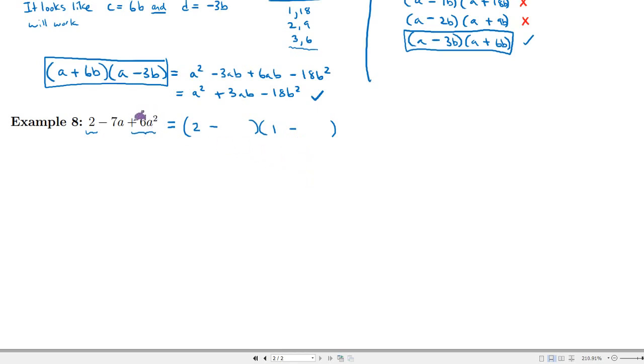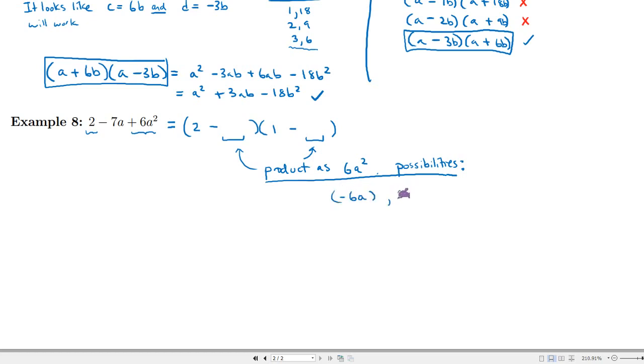And let's look at how to make a 6a squared. We want the product as 6a squared. So what are the possibilities? We could have a negative 6a and a negative a, right? That product will be 6a squared. You could have negative 3a and a negative 2a. And are there any other possibilities?